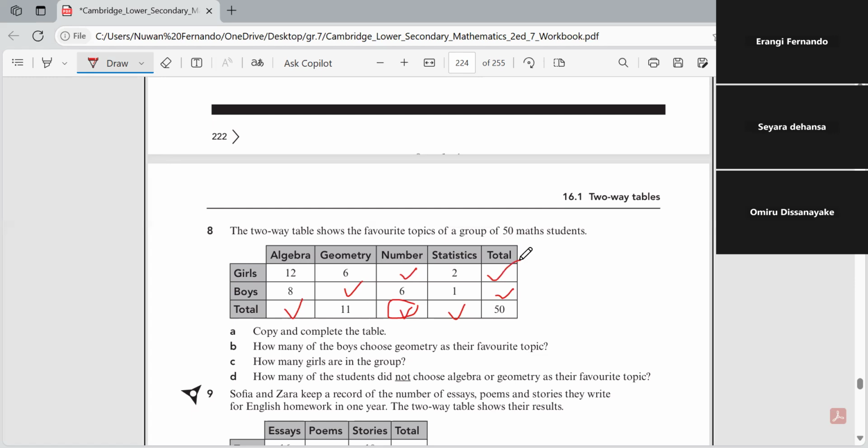Okay. Copy and complete the table. We have done. How many of the boys choose geometry as their favorite topic? 5. Right. How many girls are there in the group? 30. Okay. Then how many of the students did not choose algebra or geometry as their favorite topic? 19. Any answer? Yes, 19 is correct.